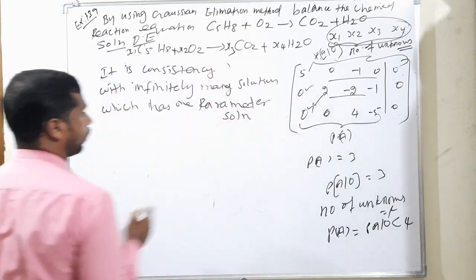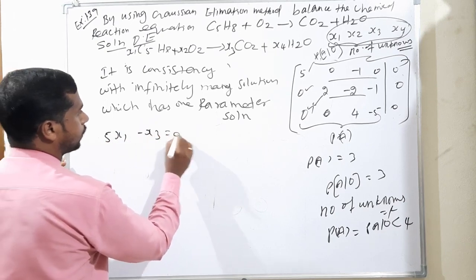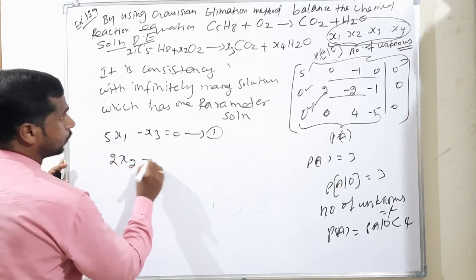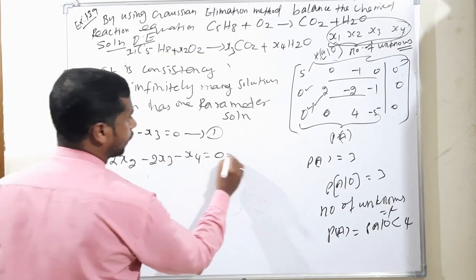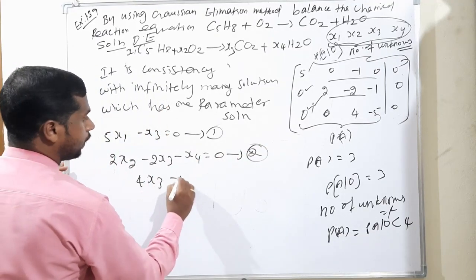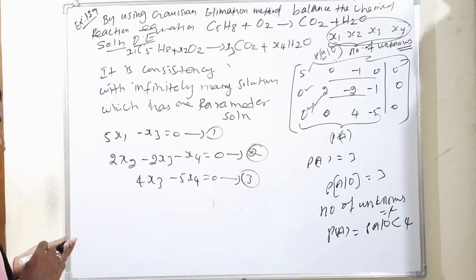First one: 5x1 minus x3 is equal to 0, called equation number 1. Second one: 2x2 minus 2x3 minus x4 is equal to 0, considered as equation number 2. Third one: 4x3 minus 5x4 is equal to 0, considered as equation number 3.